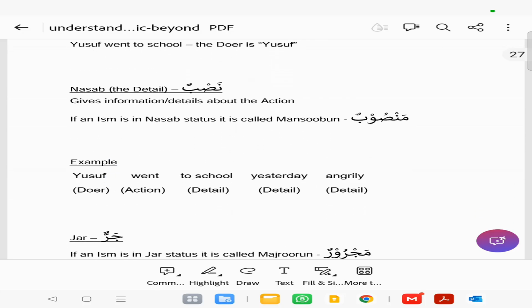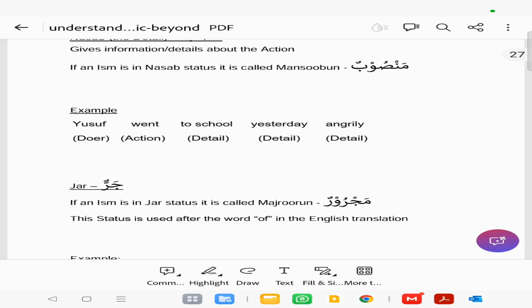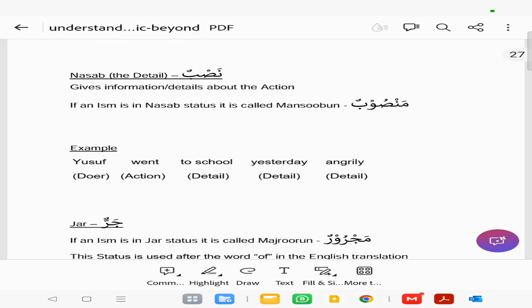So nasab, which is the detail, it gives information about the action, or further details about the ism within the sentence. So if an ism is in nasab status, it is called mansubun. So an example would be here that we wrote, Yusuf went to school yesterday angrily. So the doer, which is in rafa status, is Yusuf. The action is went.